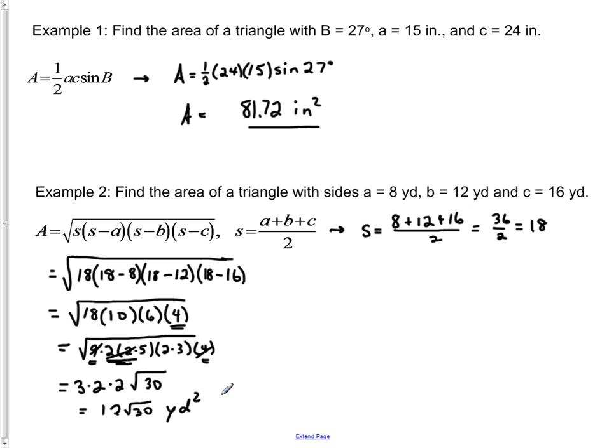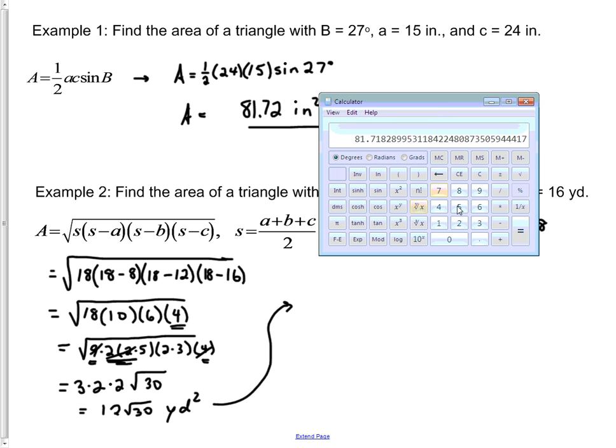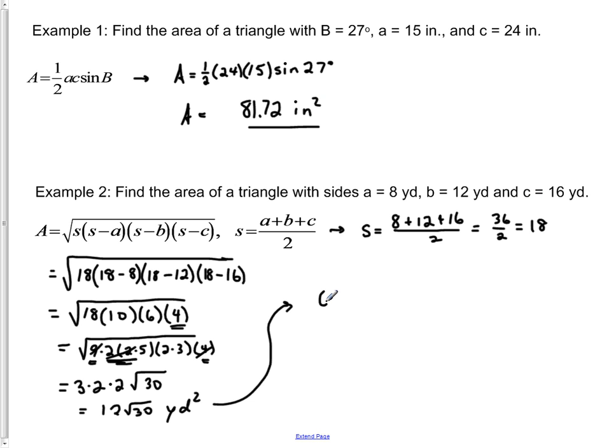But of course, we know that we don't normally talk that way, so we might go ahead and apply a calculator to see what number we're going to get. If I do that, the square root of 30 times 12 will give us approximately 65.73. Oh, you have to look back at my calculator, 65.73 square yards. That's our answer. That's what we're looking for. What else could be easier? Good luck on the homework, and I'll see you in class.